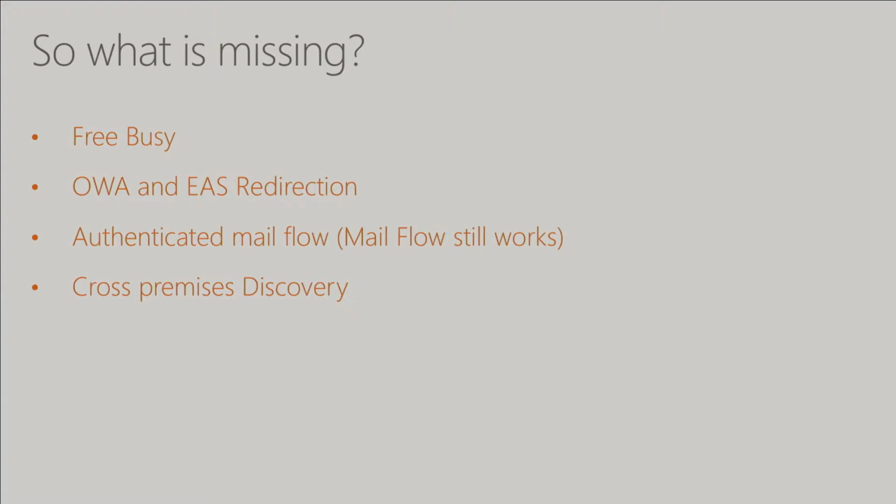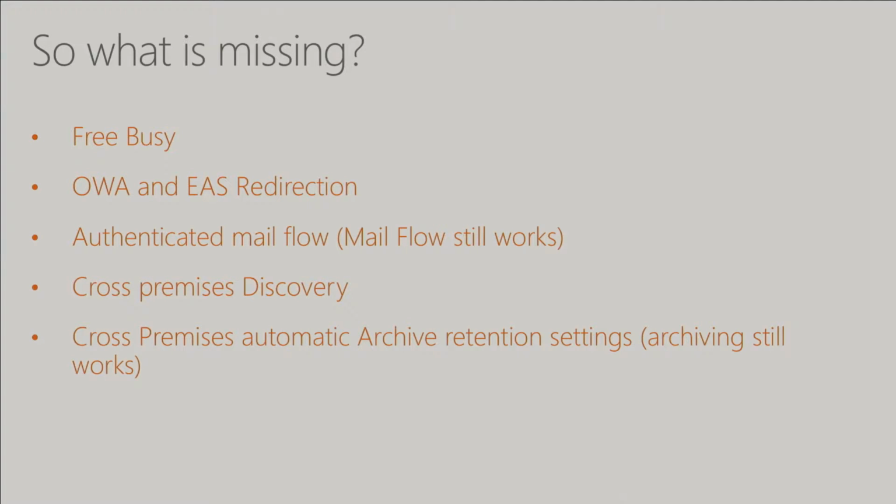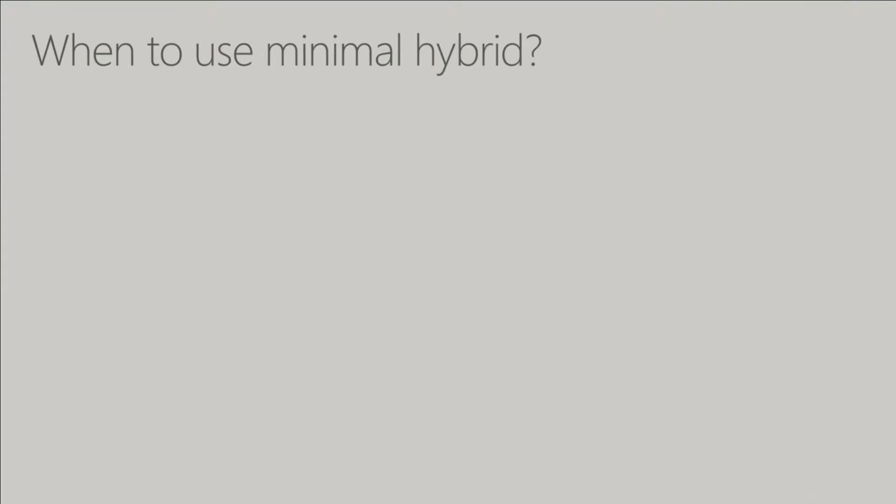Cross-premises e-discovery relies on OAuth, so you wouldn't be able to do a discovery search. And automatic retention for archives. These are the types of features that you would not get. If you were doing a quick migration, it probably wouldn't matter. But if it does, then do full hybrid. It's still an option.